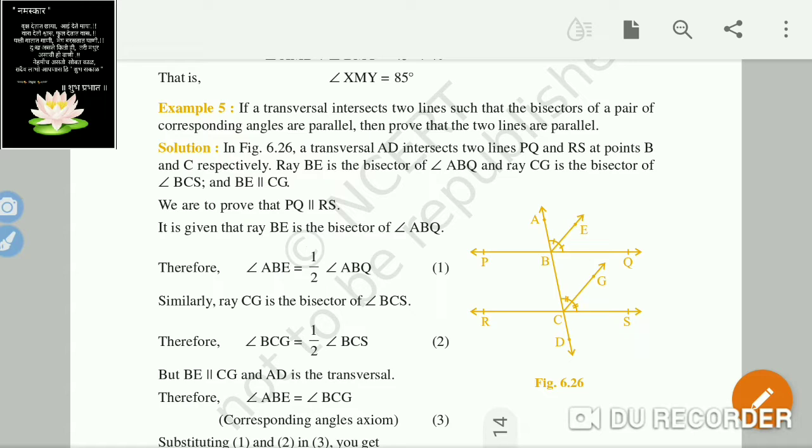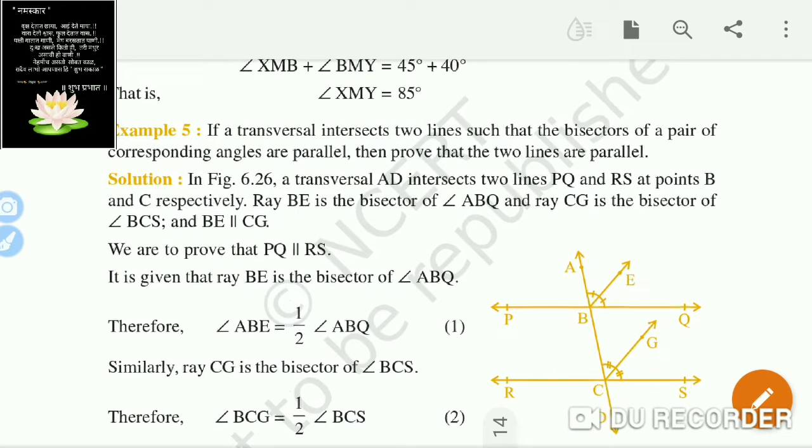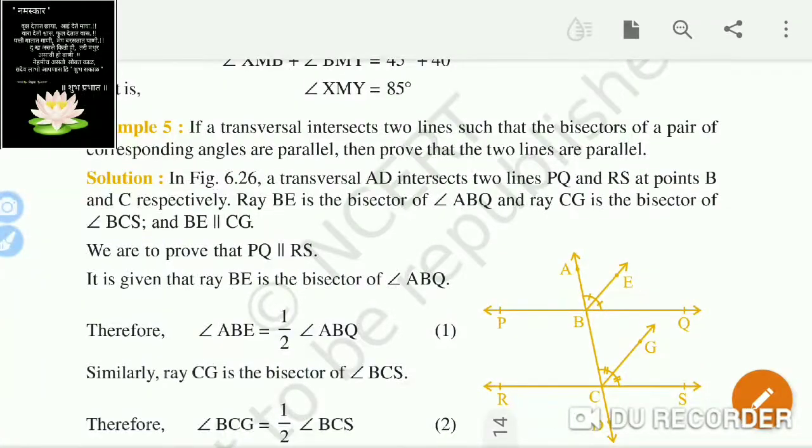Hello students, yesterday we had seen some examples and some properties, that is corresponding angles property, interior angles property and alternate angle property. So based on that, let us solve some examples. Now we'll see the first example. I am reading that example.